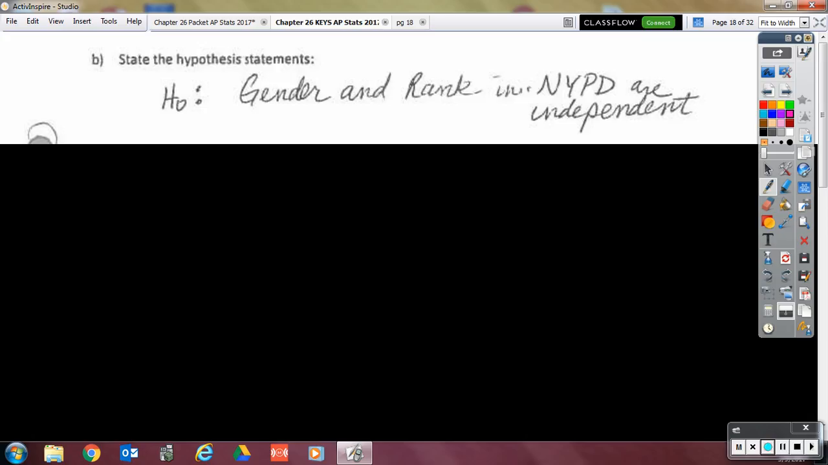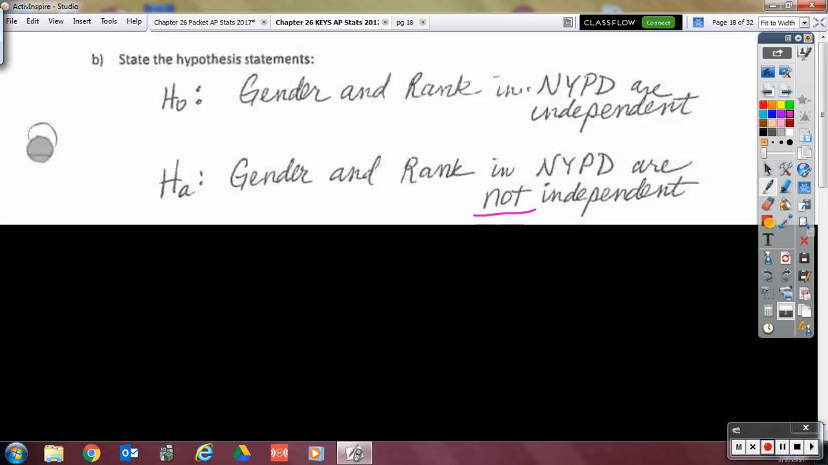Okay, and so then our alternative would be what? They're not independent. So for our null, the fact that you are a male versus a female does not change the rate at which you are going into a particular rank. The alternative: gender and rank are not independent.